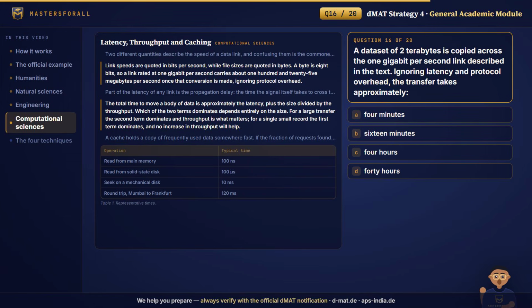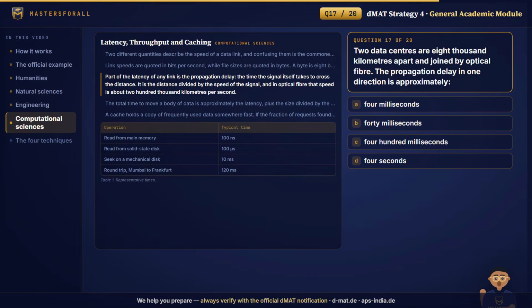Size second, and here the trap has to be defused before any arithmetic. The link is in bits, the data set in bytes. They cannot meet until one converts, and paragraph 2 did it for you, 125 megabytes per second. 2 terabytes is 2 million megabytes, 2 million over 125, 16,000 seconds. Now size it, 3,600 seconds in an hour, so a bit over 4 hours, option C. And look at option B, 16 minutes. That is 16,000 with the seconds never converted. The examiner has taken a real intermediate result from your own working and put it on the list.